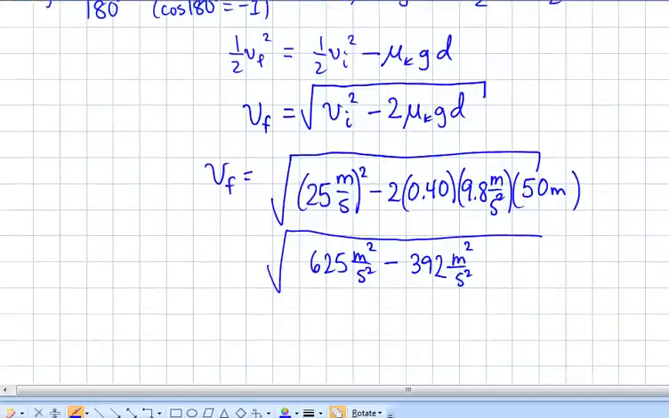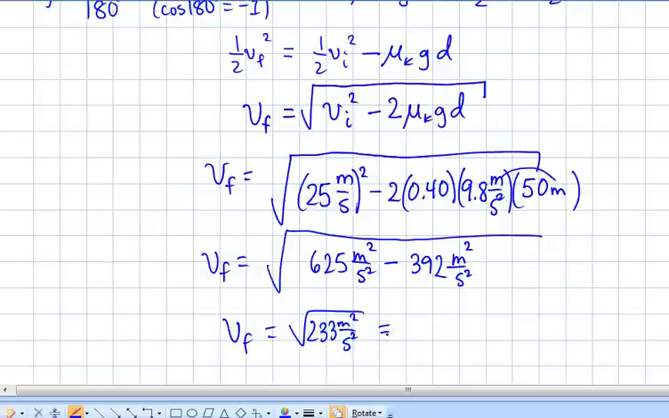And if you don't believe me on the units, check it out. You got meters times meters and seconds squared. So that's going to be the square root of 233, and that comes out to be something like 15.3 meters per second. And that's going to be our final answer.